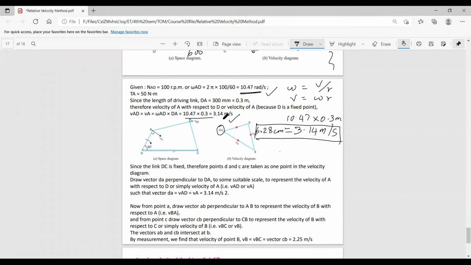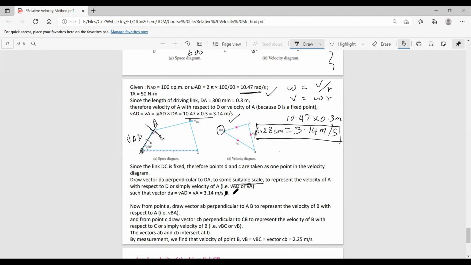Draw vector DA perpendicular to DA, right? So vector DA, which is drawn here, is perpendicular to DA, to some suitable scale. So this scale you need to decide, and similarly you have to write the scale as well to represent the velocity of A with respect to D, or simply velocity A. Since D is a fixed point, only this is moving. So velocity of A with respect to D is 3.14 meter per second, right? That's not 2.